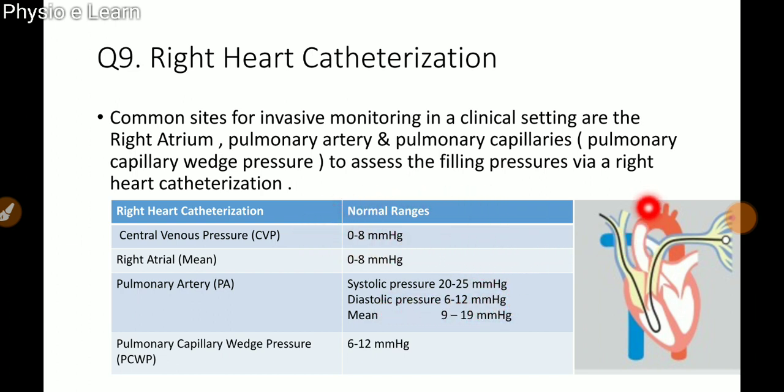Then you further move the catheter from the pulmonary artery and wedge it in the pulmonary capillary. Then it is known as the pulmonary capillary wedge pressure, and the normal is 6 to 12 mm of Hg.